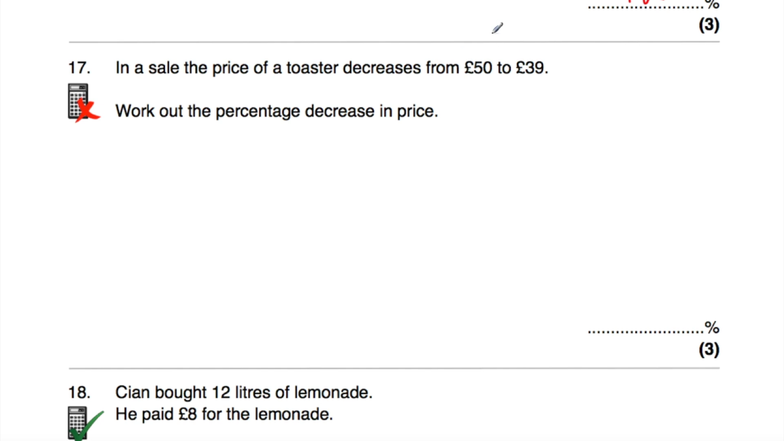So it's gone from £50 to £39, and we've been asked to work out the percentage decrease in the price. So change divided by original times 100. What does the price change by? Well, it decreases by £11. So the change is 11 divided by the original, which is £50, and then times by 100.